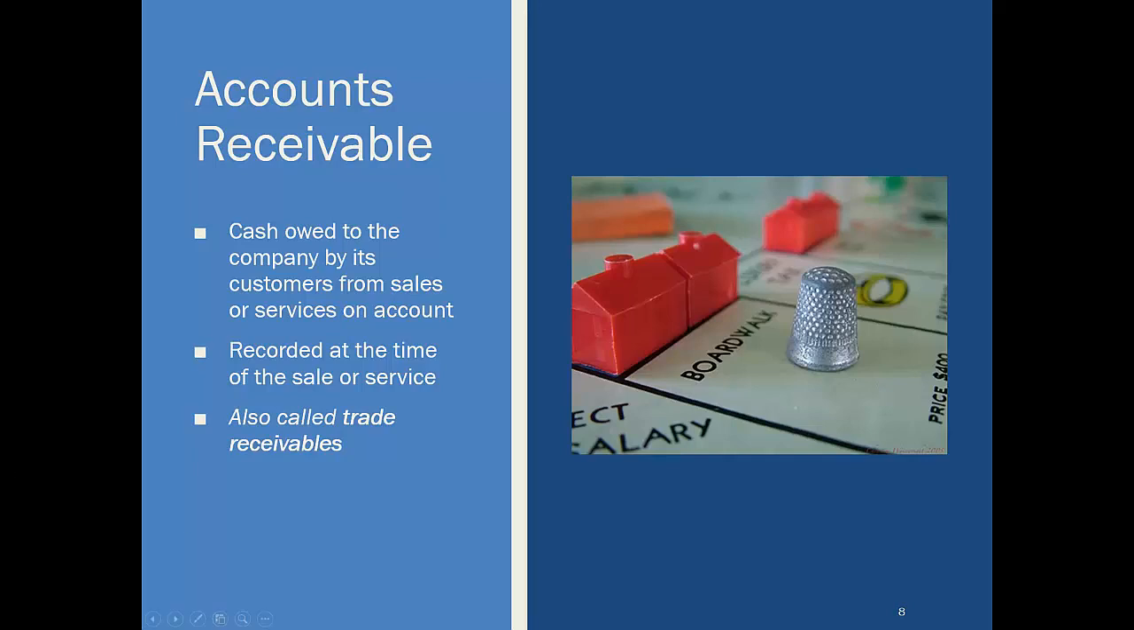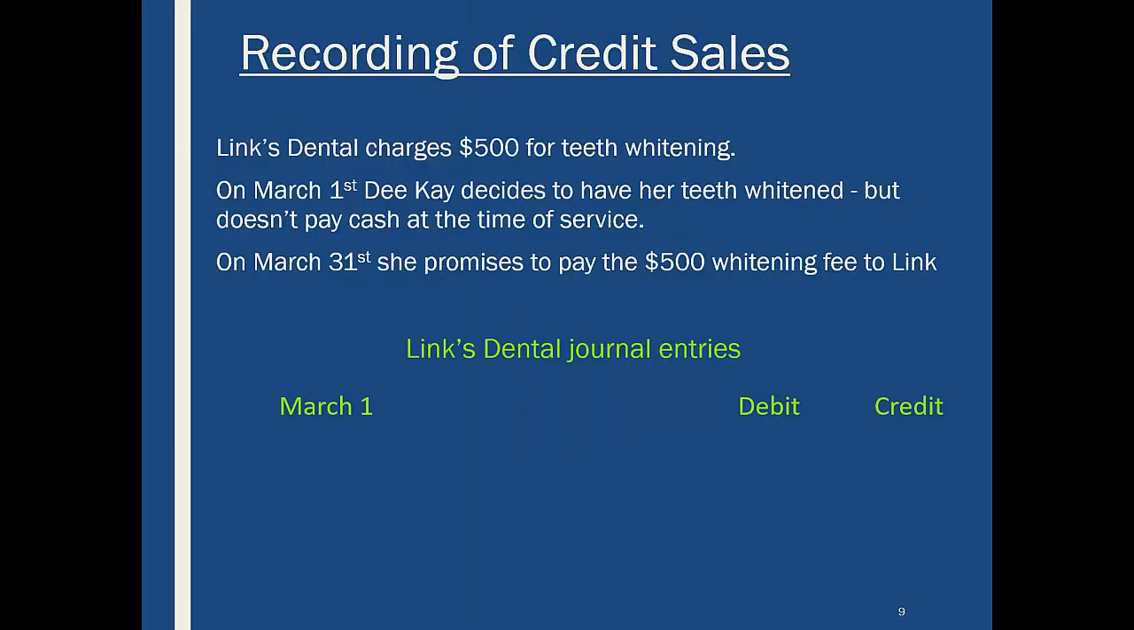Okay, so how do we record that? So I'm going to give you an example here. Let's say this dentist's office called Lynx Dental charges $500 for a teeth whitening. Okay, on May 1st, DK, that's her name, get it? DK, okay, never mind, decides to have her teeth whitened, but she doesn't pay cash at the time of the service.